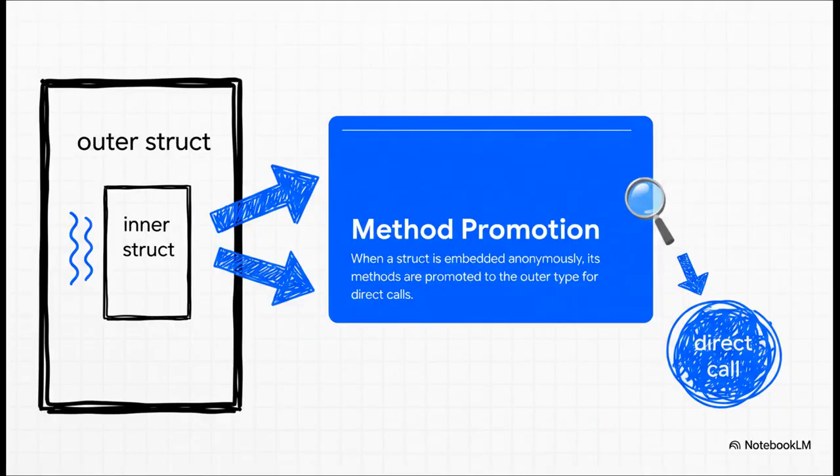Now, the secret sauce that makes this work in Go is something called struct embedding, which gives us method promotion. So when you embed one struct inside another without actually giving it a field name, that's what anonymously means, all of its methods become directly callable on the outer struct. It kind of feels like inheritance, but believe me, it is fundamentally different.